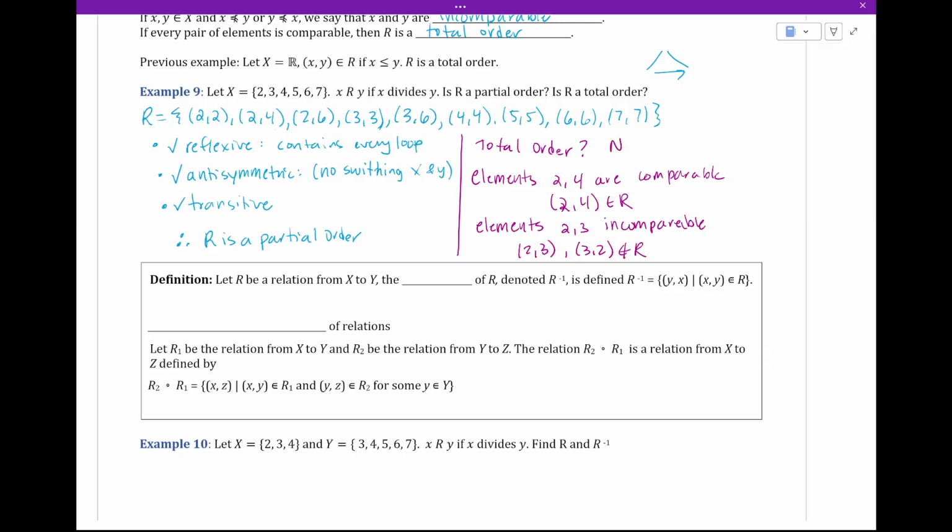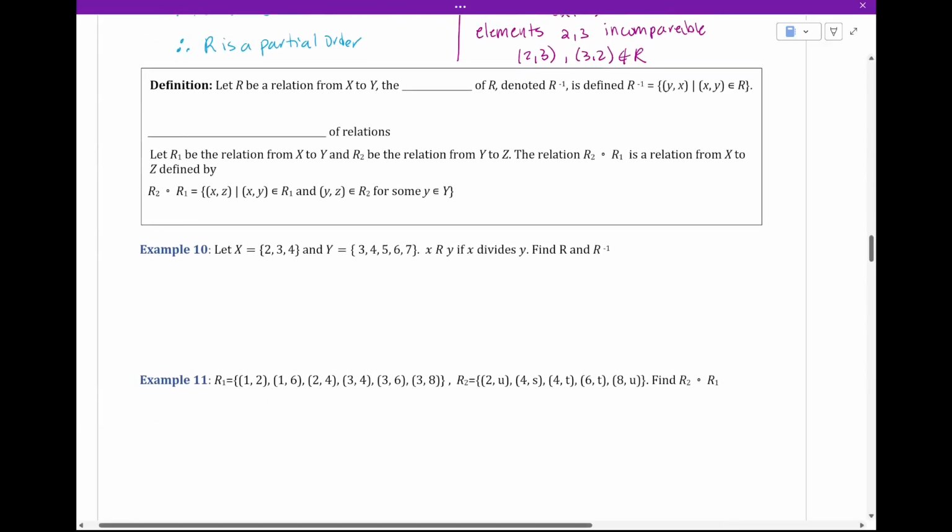So R is not a total order. There are pairs of elements that are not included in my relation in any direction. This isn't the only example. 2 is also not comparable with 5 or 7. 3 is not comparable with 4 or 5 or 7. 5 and 7 are not comparable with anything else. So there are a lot of things that are not comparable in this example.